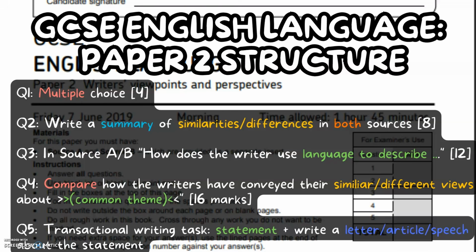So for question 1, that's a multiple choice, it's generally quite straightforward. Question 2, write a summary of the similarities and differences, that's an 8 marker. Question 3, how does the writer use language to describe, and that's in one of the 2 sources that you will be given. In question 4, compare how the writers have conveyed their similar or different views about whatever common theme, and that's a 16 marker. And in question 5, you'll be given a statement and you have to write a letter or an article or a speech. So let's look at the questions in depth.